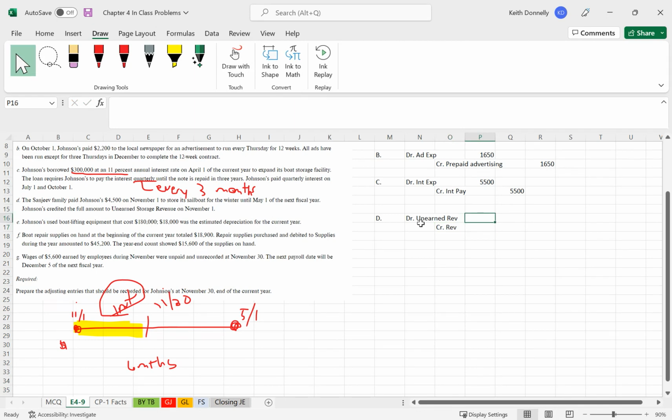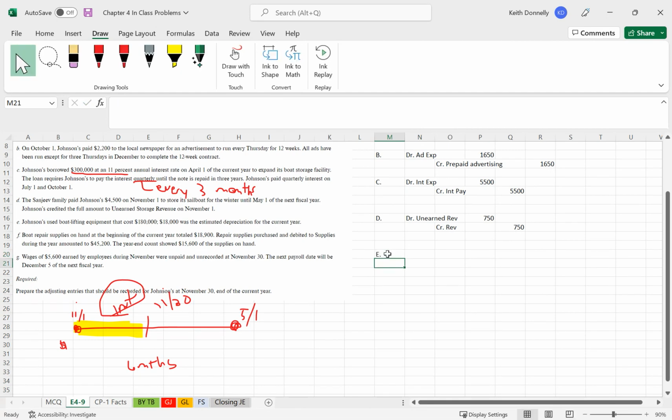And for the amounts, it looks like he gave us $4,500 up front, and we've earned 1 month out of the 6 months, so it's going to be $750. Okay?